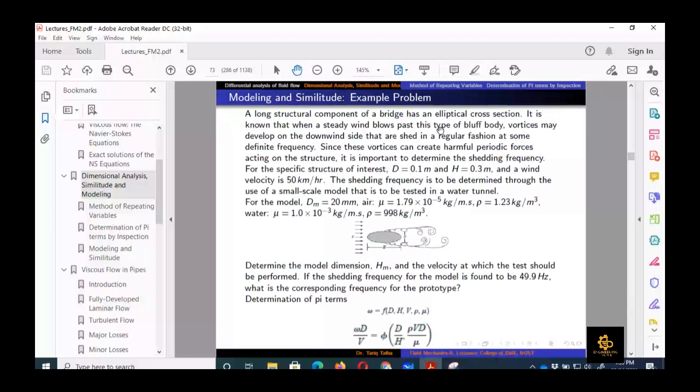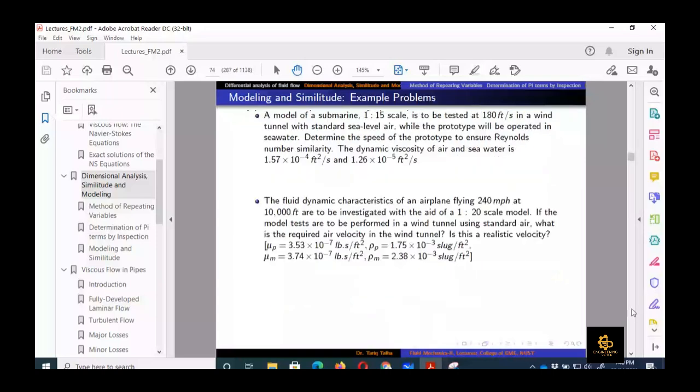The chapter we have finished right now is chapter number 7. Now we are going to cover chapter number 8, which is viscous flow in pipes. So it means that we are talking about internal flows.